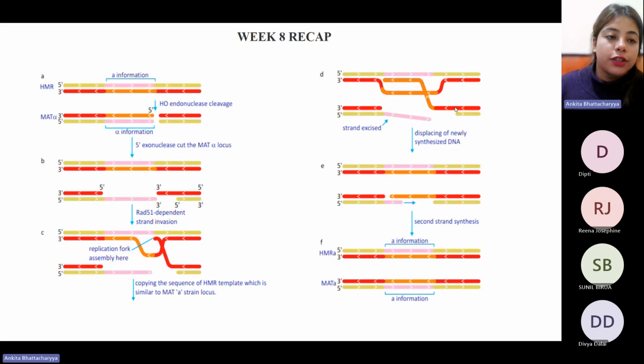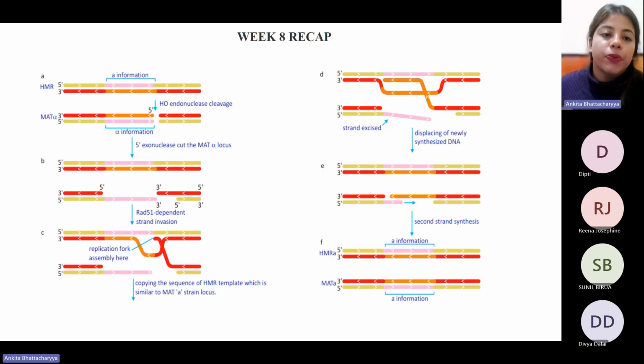So start with the figure on the left. What we see is the HMR locus and the MAT alpha locus. Among these, initially this cell has the alpha information at the MAT locus, therefore the genotype, or the mating type, of this particular yeast cell would be of the MAT alpha type. Under certain circumstances it needs to undergo the mating type switch into the MAT A type.